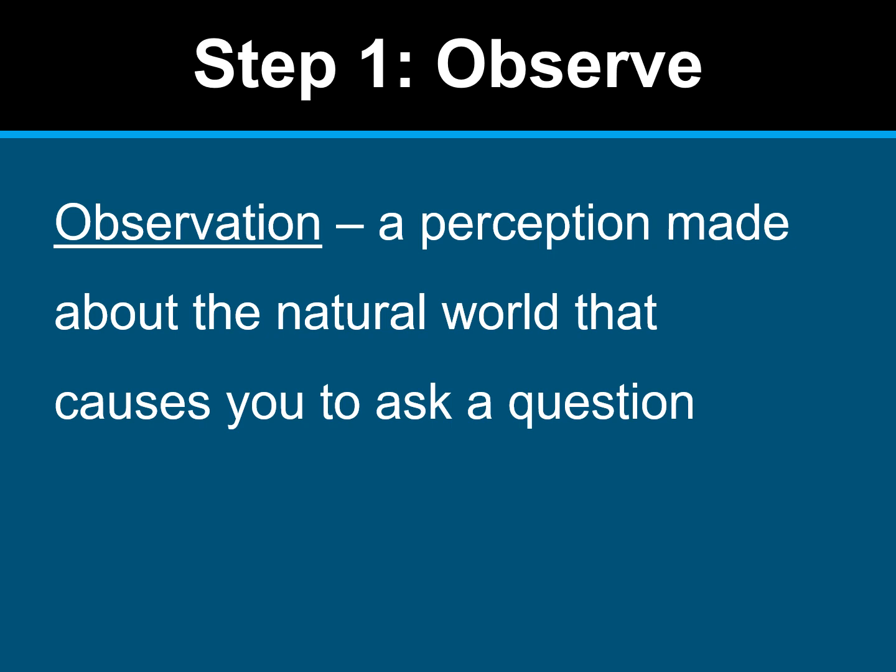Step 1 of the scientific method is to observe, or to make observations. An observation is a perception made about the natural world that causes you to ask a question. This first step also includes performing research. So notice things about the world, but also look up some information about that topic as well. All of this knowledge will help you come up with one or more questions.